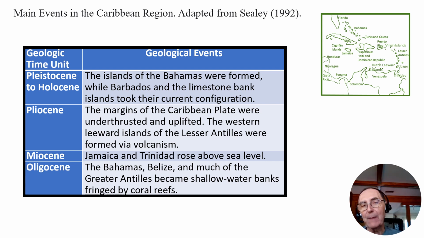By the Miocene epoch, Jamaica and Trinidad rose above sea level. In the Pliocene, the margins of the Caribbean tectonic plate were underthrusted and uplifted, and the western Leeward Islands of the Lesser Antilles were formed due to volcanism. And in the Pleistocene to Holocene time frame, the islands of the Bahamas were formed while Barbados and the Limestone Bank Islands took their present shape.